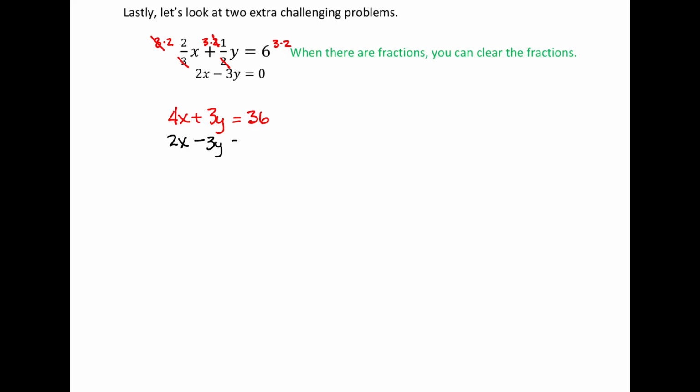And now we got lucky because these two have opposite coefficients already. So now all we have to do is add it up. Okay, so add these. We end up with 6x, those cancel, equals 36. Divide by 6 to figure out what x is, and we get x equals 6.